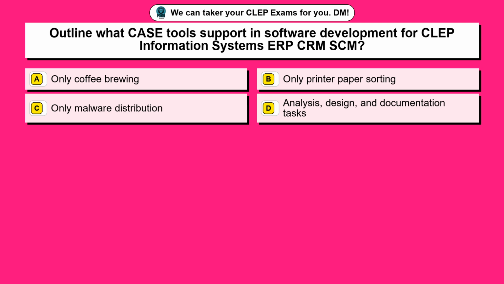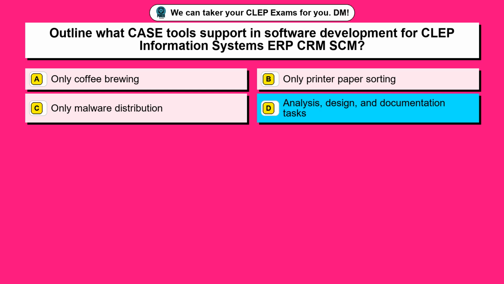Question 72. Outline what case tools support in software development for CLEP Information Systems ERP CRM SCM. Option A. Only coffee brewing. Option B. Only printer paper sorting. Option C. Only malware distribution. Option D. Analysis, design, and documentation tasks. The correct answer is option D.